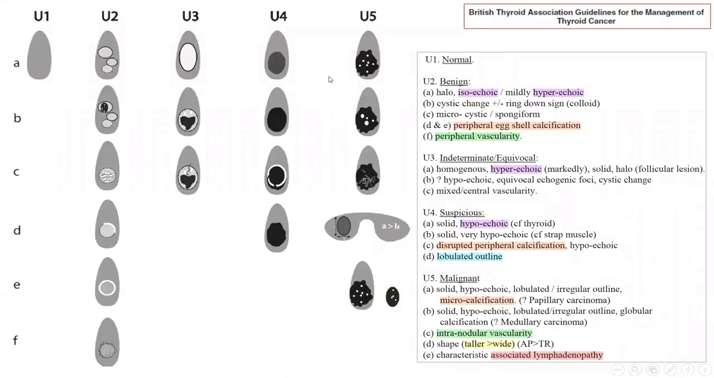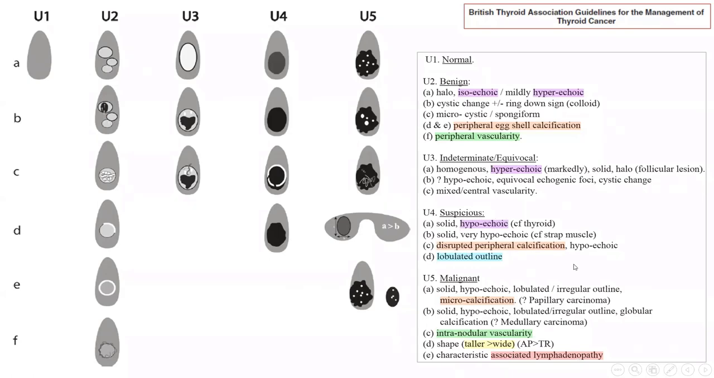Don't forget the U system, which is the British Thyroid Association classification for ultrasonographic risk. The benign features are peripheral eggshell calcification and peripheral vascularity. Don't forget peripheral vascularity, because intranodular vascularity is a malignant feature. The malignant and suspicious features are lobulated outline, microcalcification, which is very important, taller than wide, and associated suspicious lymph node.